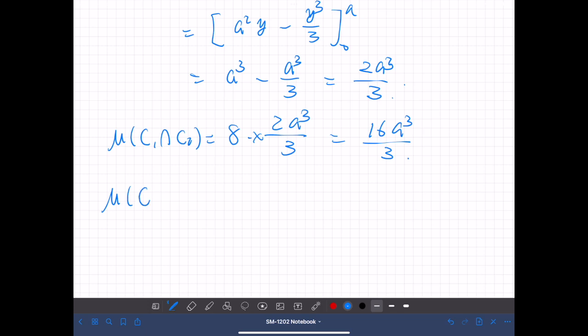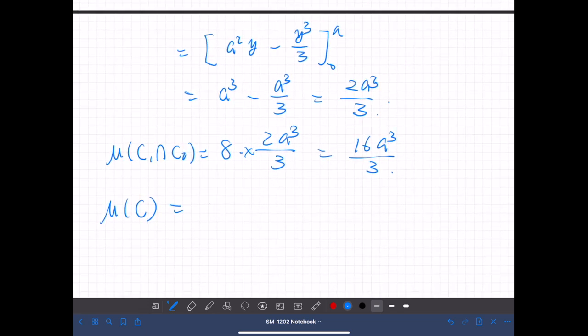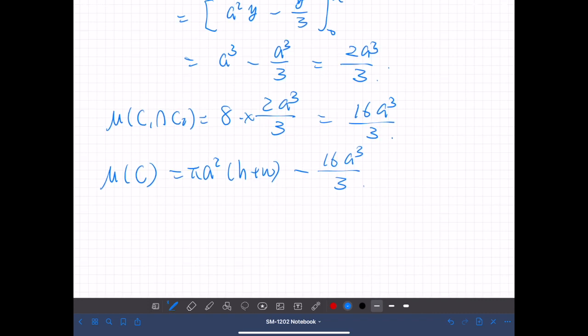So after all, the volume we wanted to calculate was a squared pi h plus w minus this. So that's it.